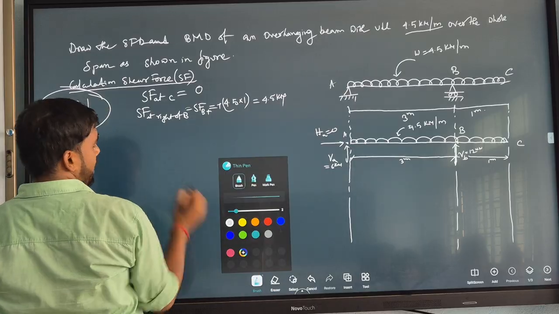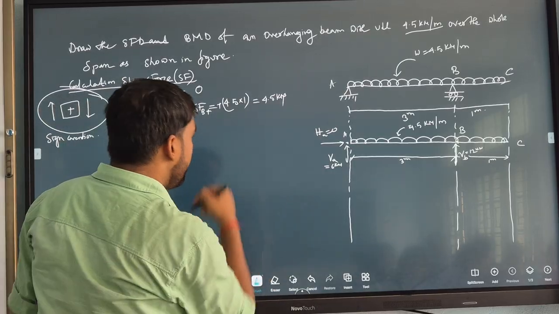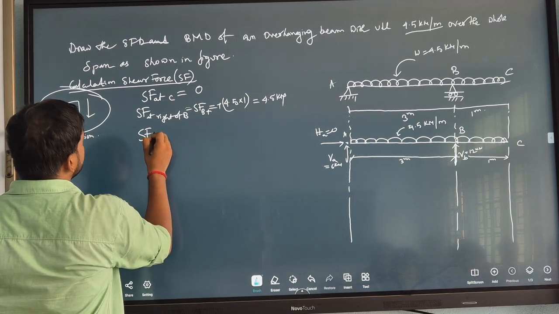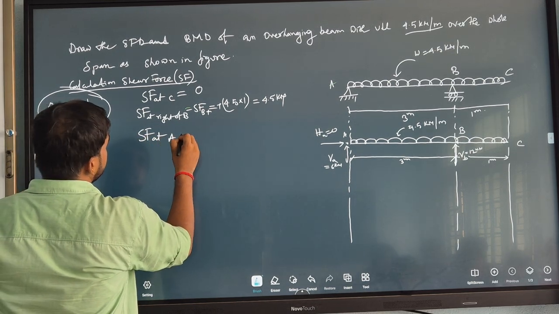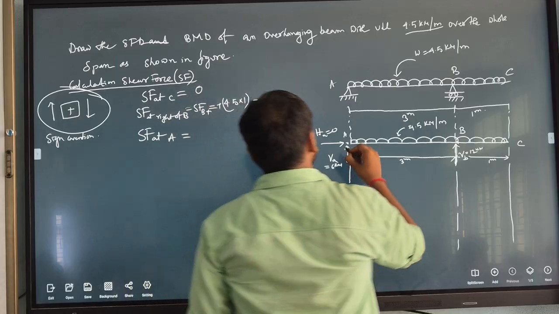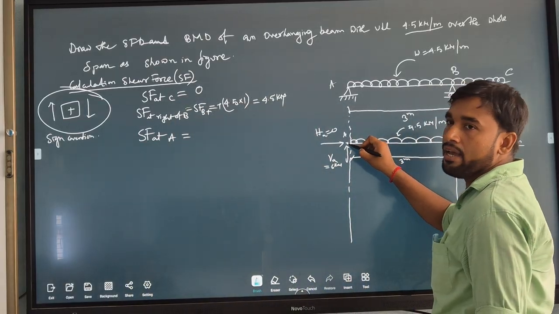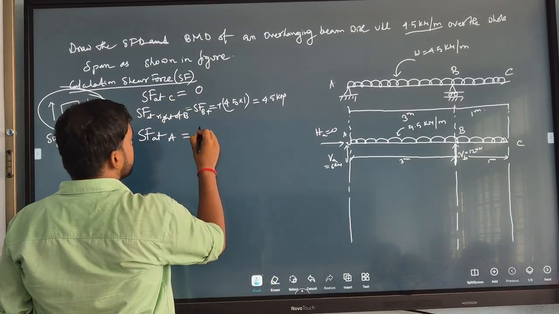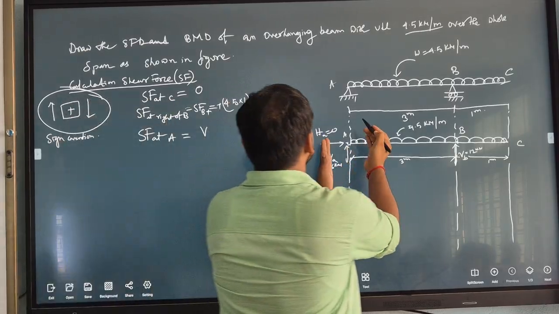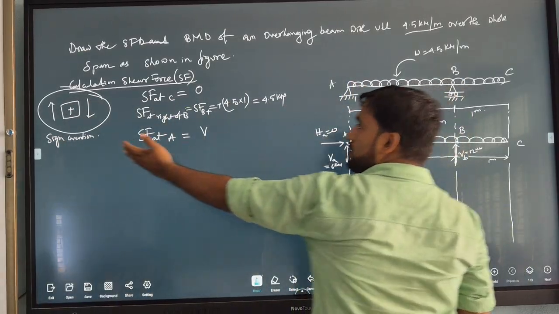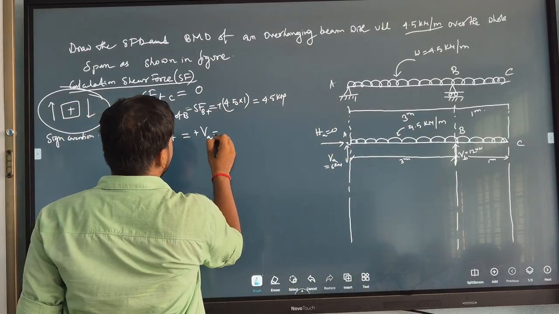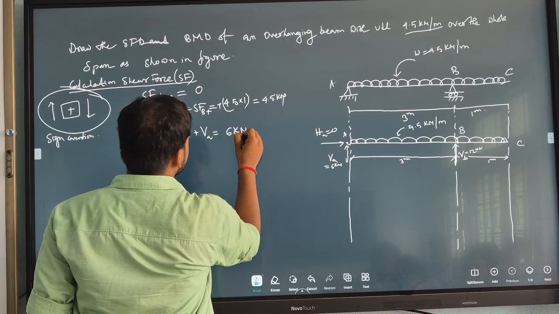Now shear force at A. Shear force at A is nothing but your VA. Only VA. Right down, left up. So this one is plus VA, or 6 kN.